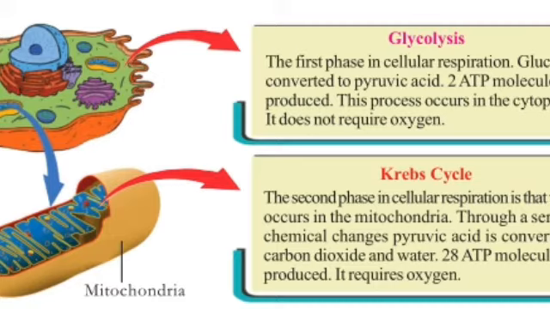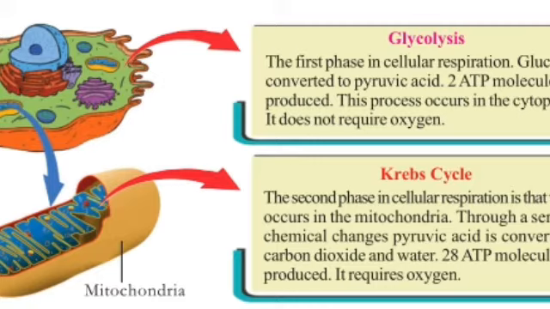What is cellular respiration? Glucose is the end product of photosynthesis. From the glucose, energy is released. The energy released from glucose is called cellular respiration. It takes place mainly in two ways: the first stage is called glycolysis and the second stage is called the Krebs cycle.